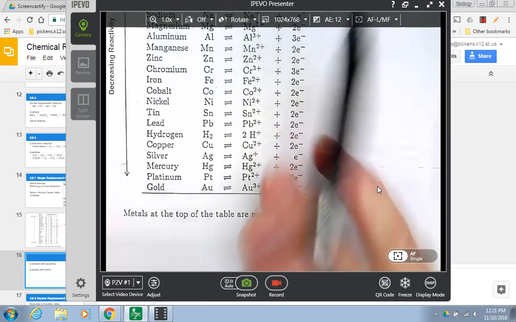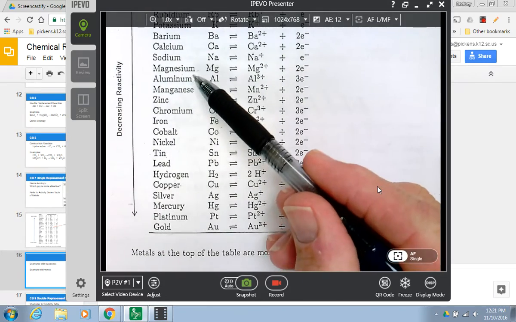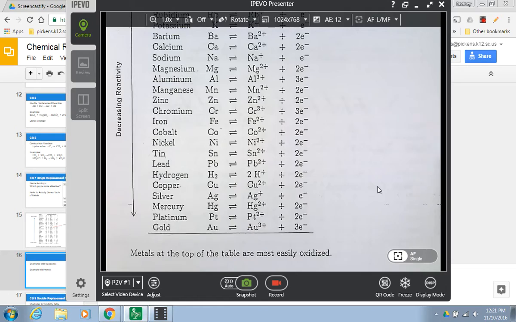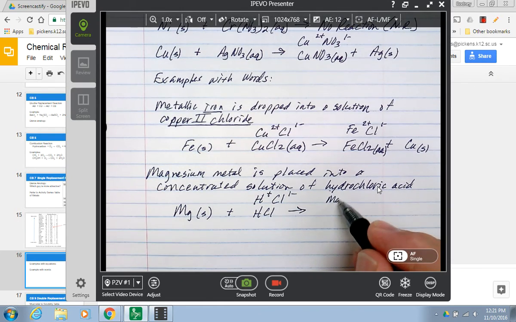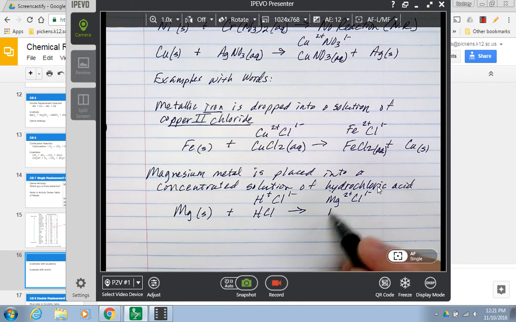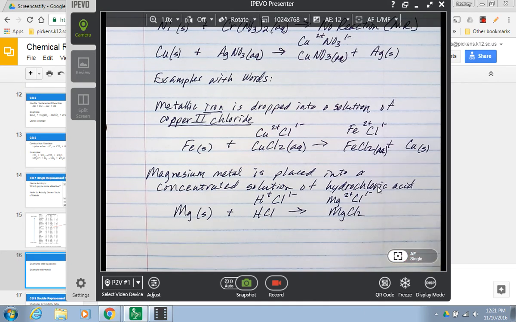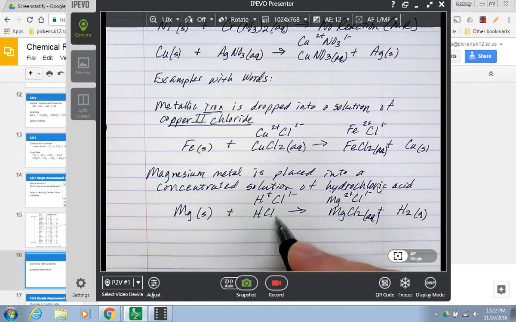So magnesium, here it is. Magnesium is up here. Hydrogen is down here. So magnesium will be able to replace hydrogen. So again, we have magnesium. It's a 2 plus. It's going to bond with chloride. So we form magnesium chloride, MgCl2, plus hydrogen gas, H2. All right. And so we need to make sure we put our state symbols on this. Okay, this is aqueous on this one. This one's aqueous because it is a solution.